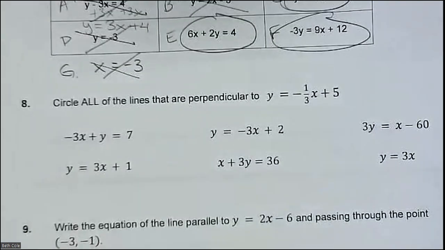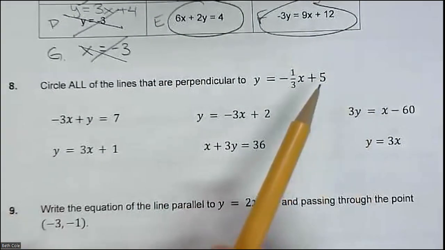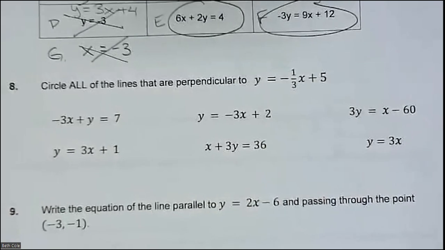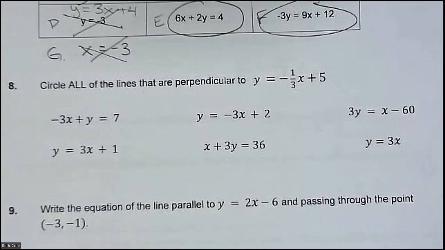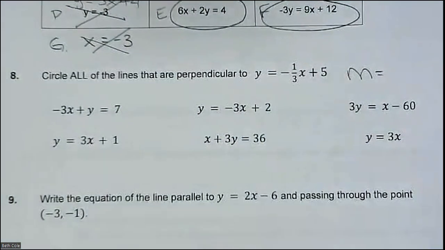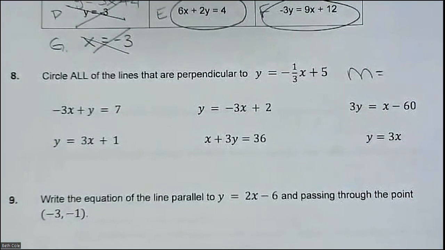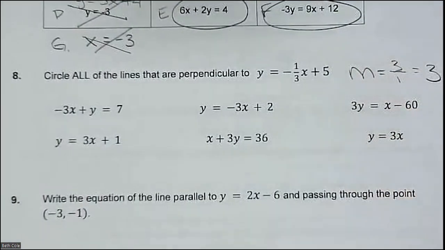All right, 8 is going to be the same kind of thing. Circle all the ones that are perpendicular to this. All right, what's the slope of this line? -1/3. So we want a perpendicular slope. So you're going to change the sign. So instead of negative, it's going to be positive, and you have to flip it over. Now that's a little tricky. What do you get if you flip 1/3? 3/1, which would just be 3. So we want to circle all the lines that have a slope of 3.